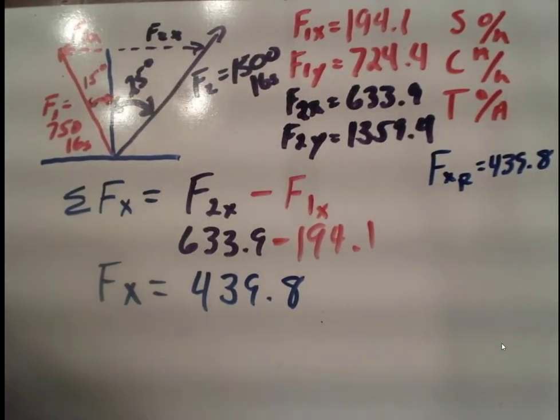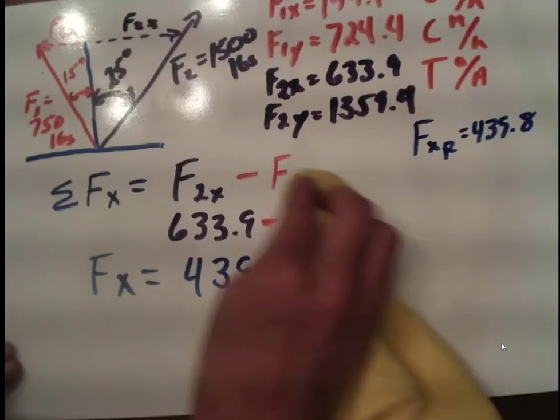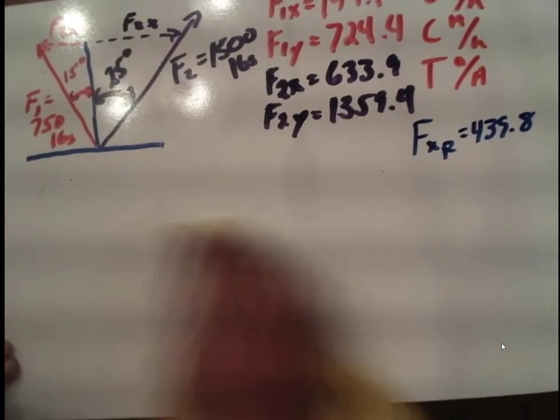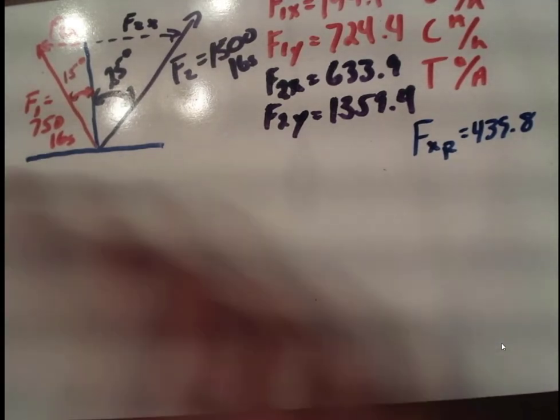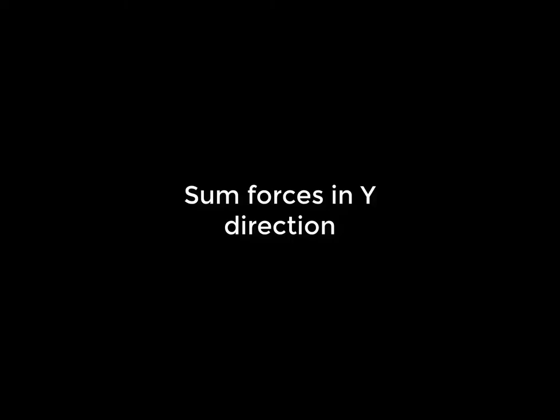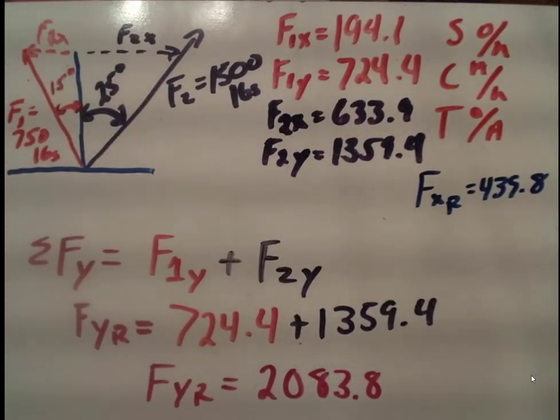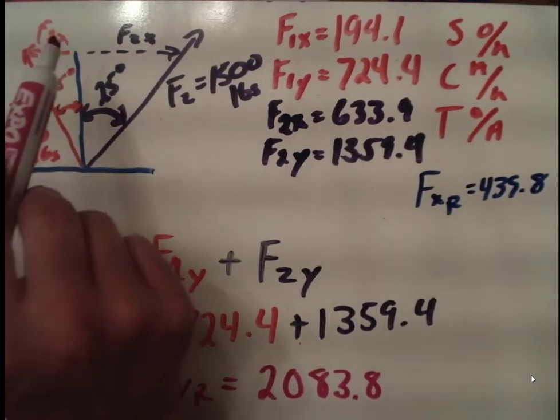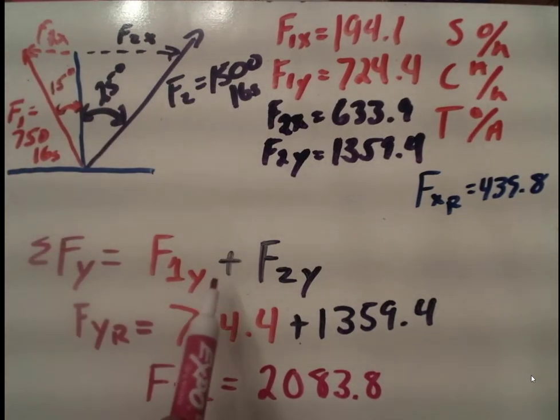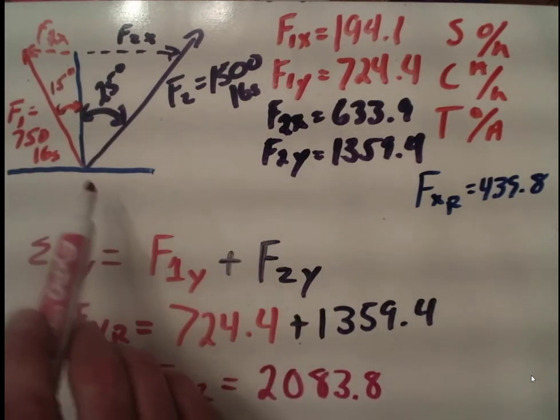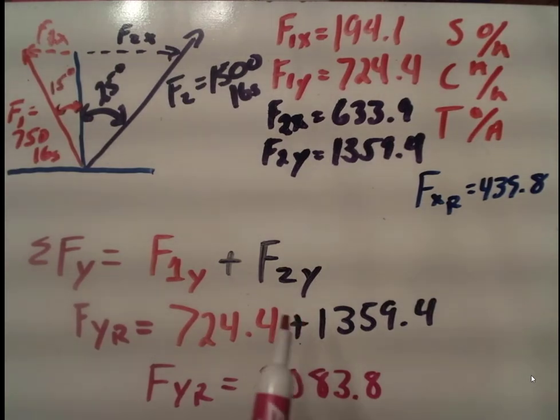Okay. We do the exact same thing in the y direction. So take a second, do the y direction, and see what you come up with. All right, so you look at the sum of forces in the y direction. Force 1 sub y going vertical, so it's a positive force, plus force 2 sub y going vertical, positive force going up.